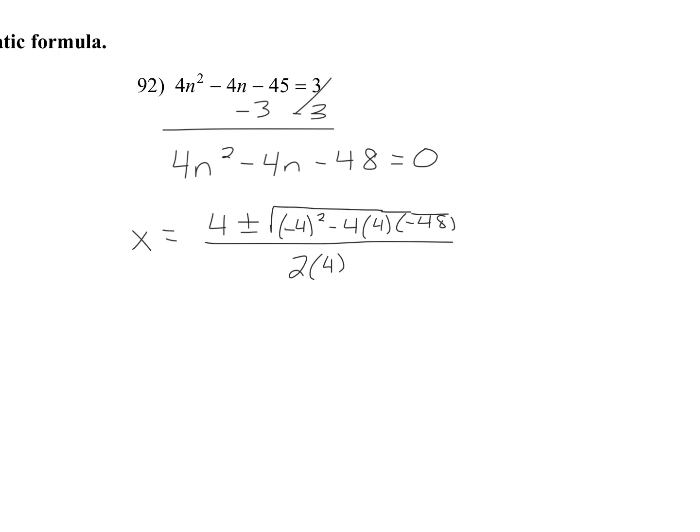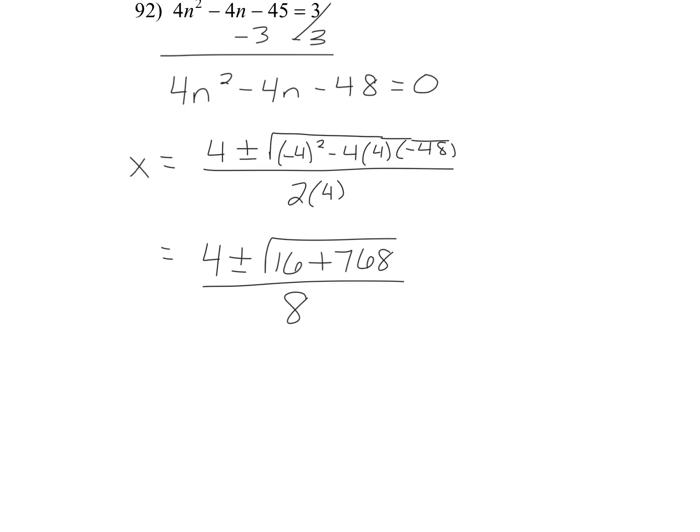What do you want to simplify first? Yep, you want to do everything inside the radical first. So we have 4 plus or minus, that turns to 16. Is it going to be a minus or a plus? It's going to be plus. 4 times 4 times 48. We get 768 divided by 2 times 4, 8. Keep going inside the radical, so we want to add those together. So we get 4 plus or minus the square root of 784 divided by 8.